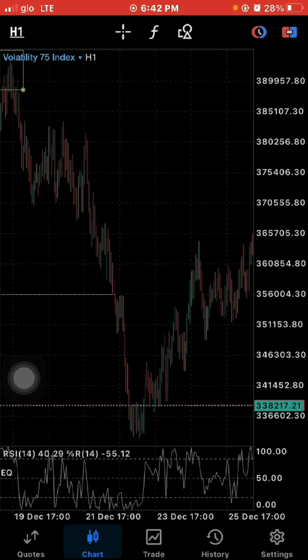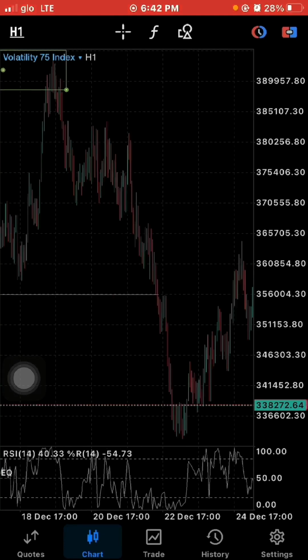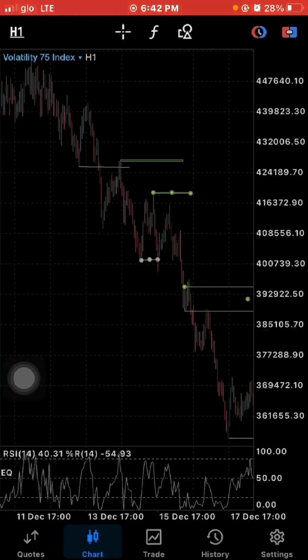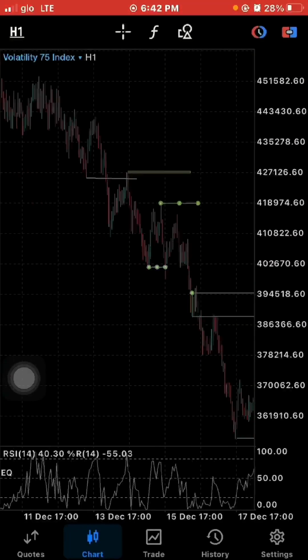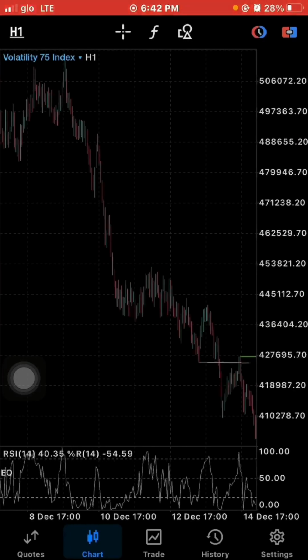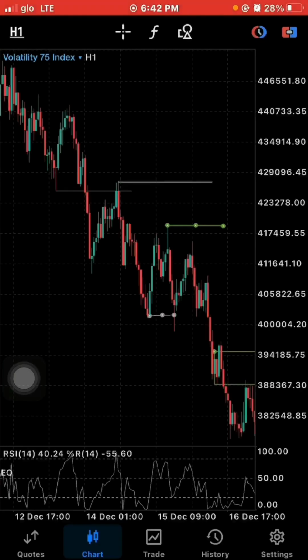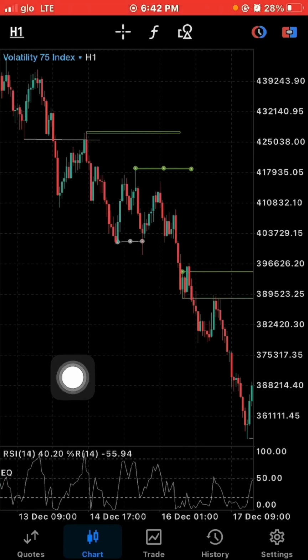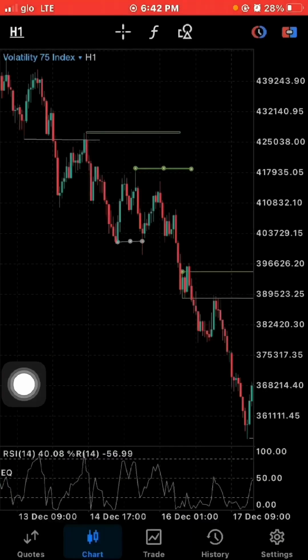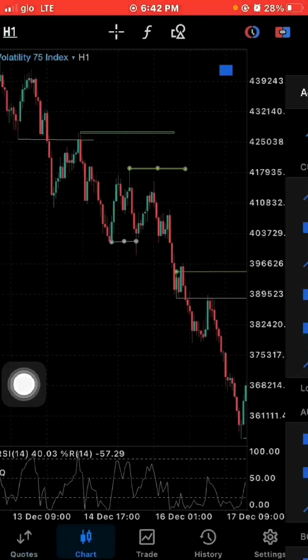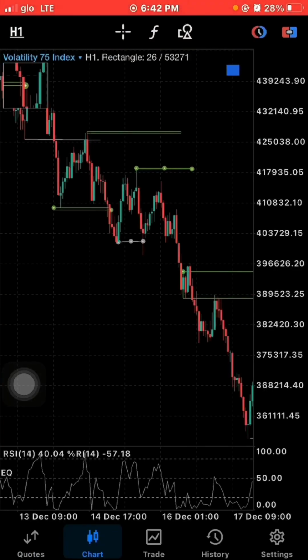Now when do you take profits, and when do you place your stop loss? Very simple. Where do you take profit and where do you place your stop loss? So when you're selling this market, this is the first zone. Let me just mark it so we can see very well.